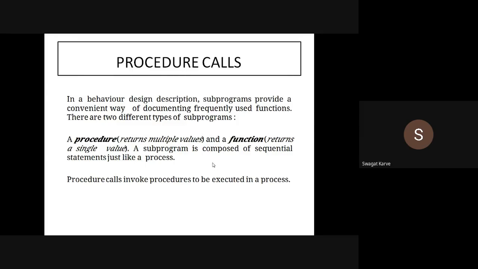That means whatever you are calling in the procedure, that program variable returns multiple values, and its function, right? That subprogram is composed of sequential statements just like a process. This procedure call invokes procedures to be executed in a process. That means whenever you call this procedure, that little part of the subprogram, which is of course sequential statements, will get executed. You need not write that part again. What you are supposed to write is that procedure call statement.